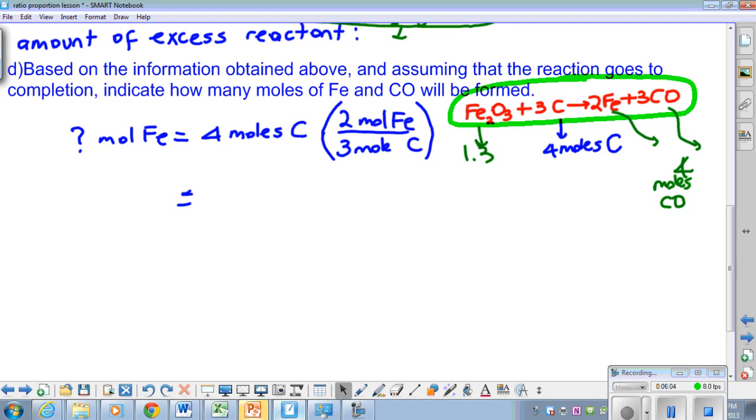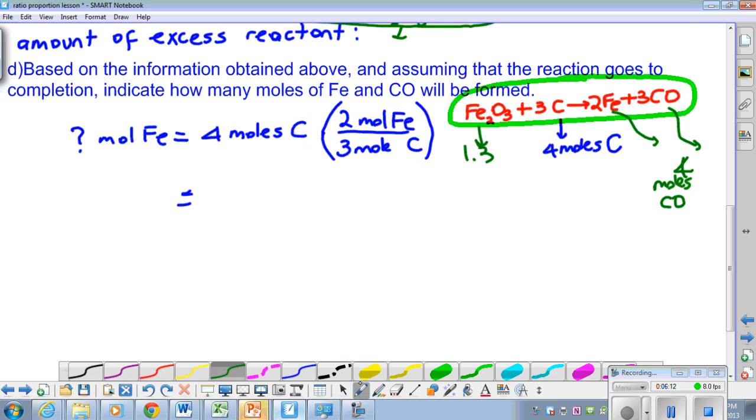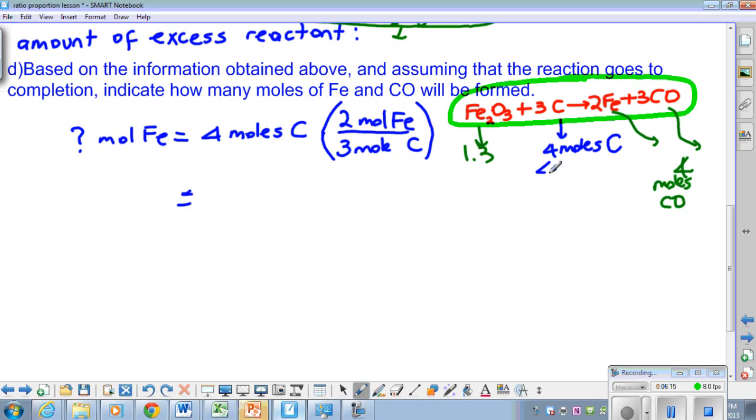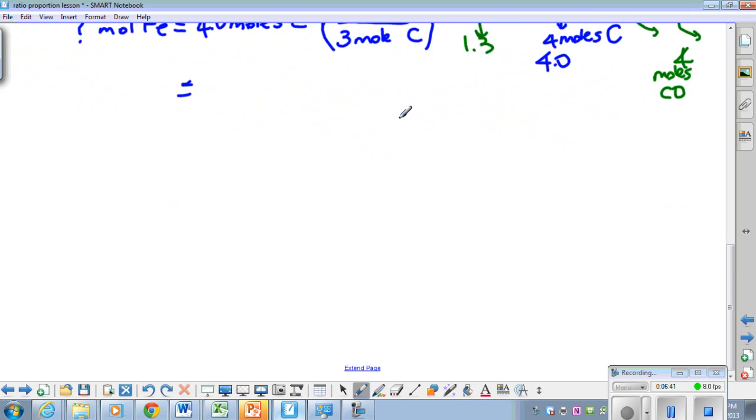We want to know how many moles of iron we get, given 4 moles of carbon, and to be more exact, that was 4.0. So we have 4.0 moles of carbon. And the conversion factor is 3 moles of carbon to 2 moles of iron. I write the carbon at the bottom because when I cancel the carbons, right?